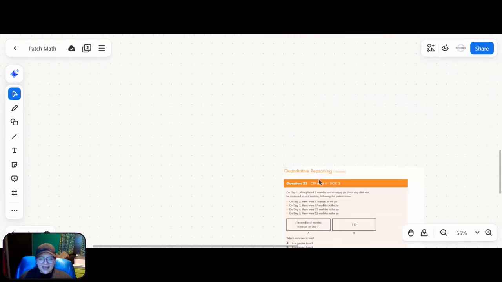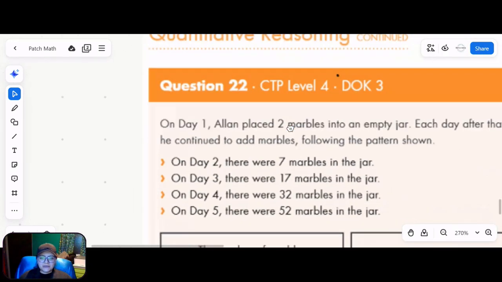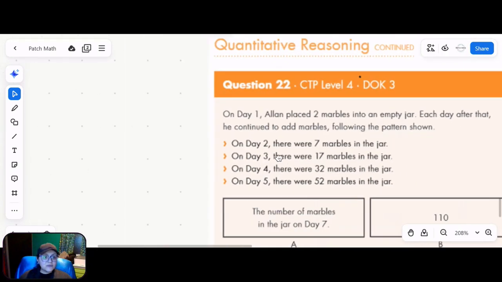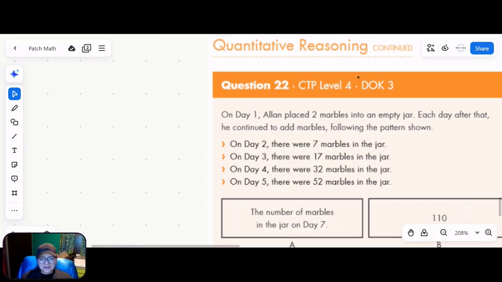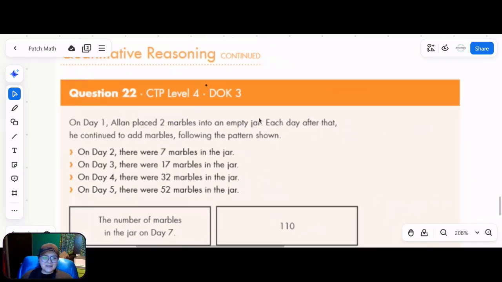Looking at problem number 22 from this practice exam, you'll see we have this scenario that on day 1, Allan placed 2 marbles into an empty jar. Each day after that, he continued to add marbles following a pattern.